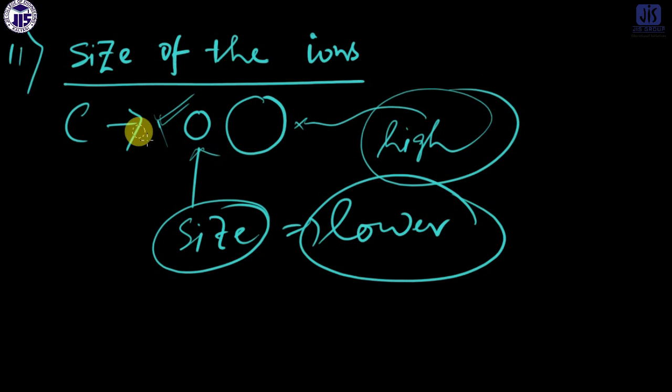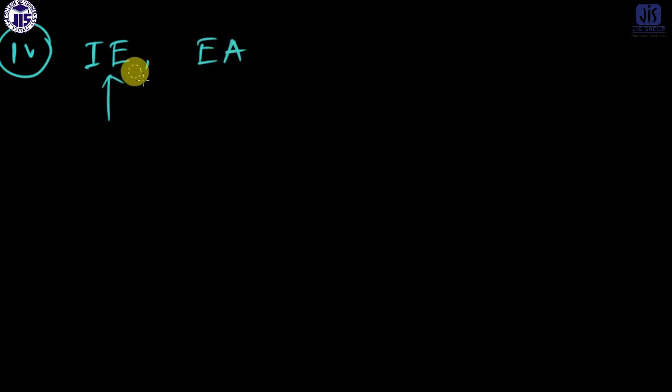Then ionization enthalpy and electron affinity, this is the fourth factor. In the fourth factor, the most important thing is ionization enthalpy and electron affinity. Ionization enthalpy means the energy required to lose one electron, and electron affinity means the amount of energy released when one electron is taken by the atom.